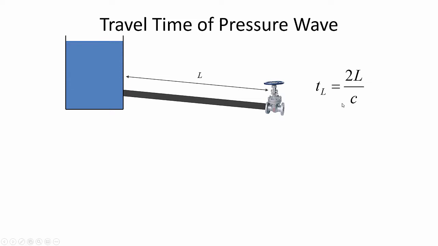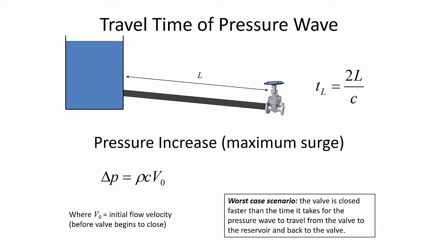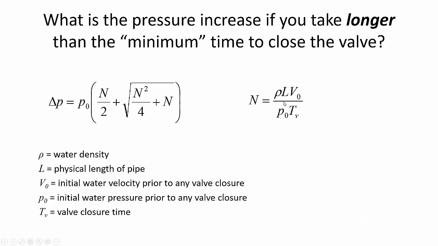And the worst case scenario is if you close the valve faster than this critical time, then you'd observe the maximum surge pressure. If you close the valve in less than this time, then this formula can be used to calculate the increase in pressure that would be seen. We'll come to this in a bit.